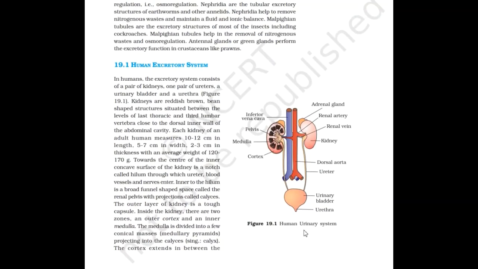Here you have the human urinary system. Here they mentioned the inferior vena cava, adrenal gland above the kidney, renal artery in red color and renal vein in blue color, kidney, dorsal aorta, ureter, urinary bladder, urethra. Inside the kidney there is the cortex region, then medulla, in between the medullary pyramids, the pelvic region, and the inferior vena cava.